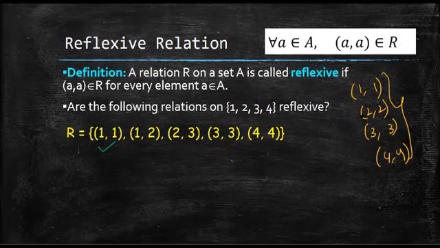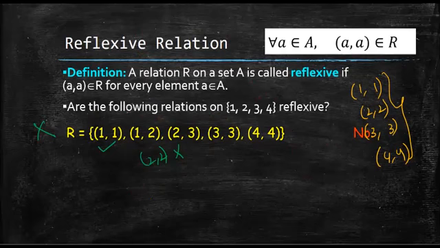What about 2, 2? It does not contain 2, 2. There is 1, 2, but there is no 2, 2. So in this case, since we do not have the ordered pair 2, 2, this relation R is not reflexive. So we have mentioned that no, it is not reflexive.